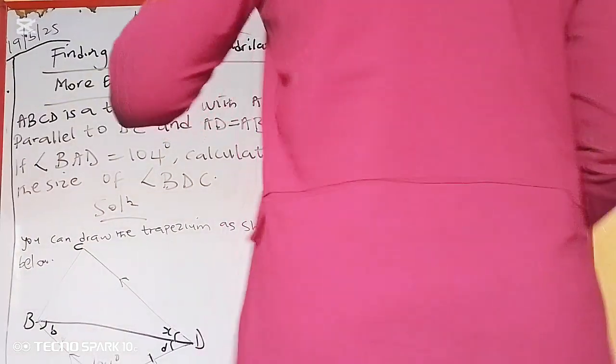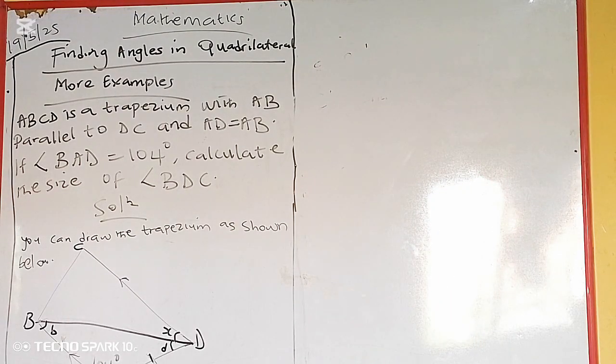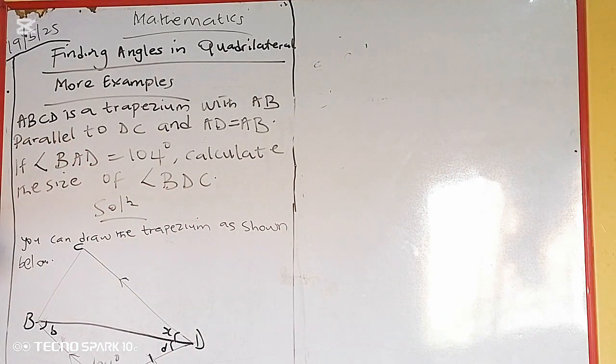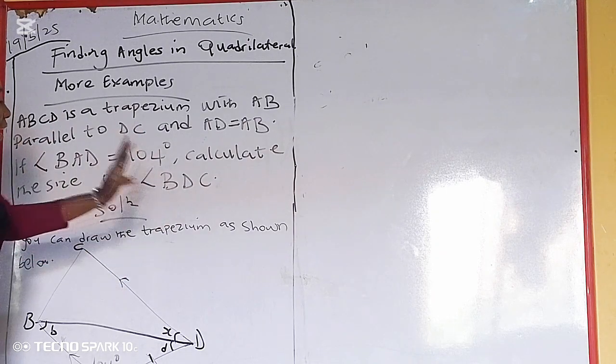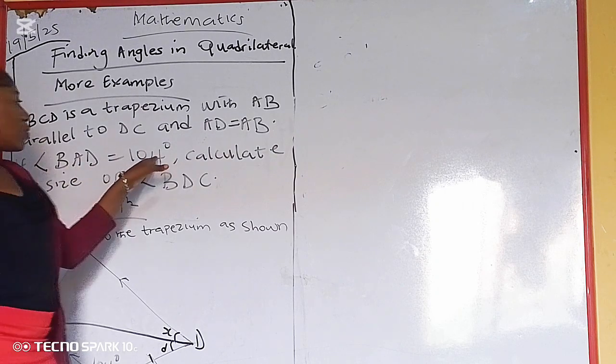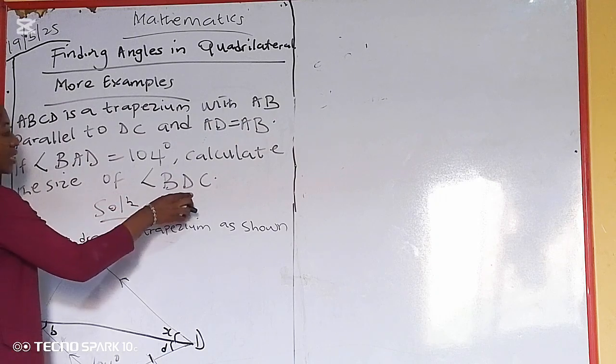Alright. We're going to be finding angles in quadrilaterals, more examples on the board. We have that ABCD is a trapezium. It's a trapezium with AB parallel to DC and AD equal to AB. Then if angle BAD is equal to 104 degrees, calculate the size of angle BCD.